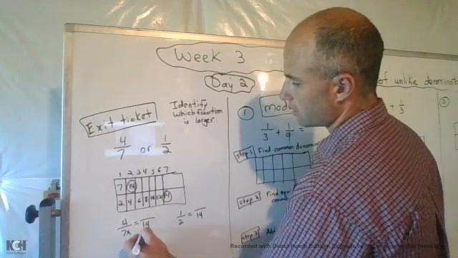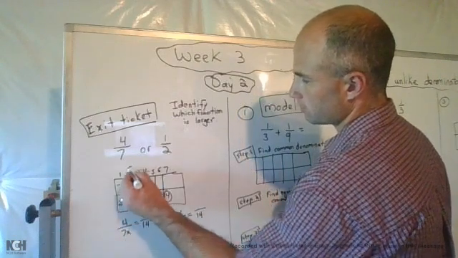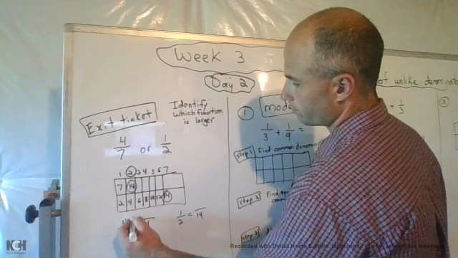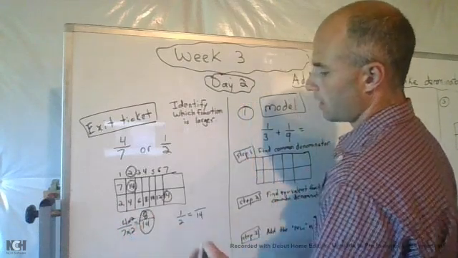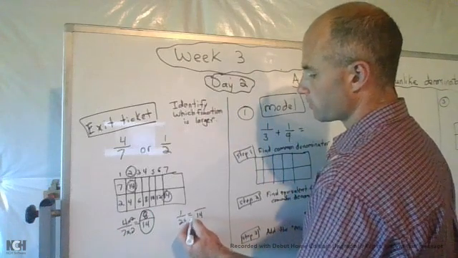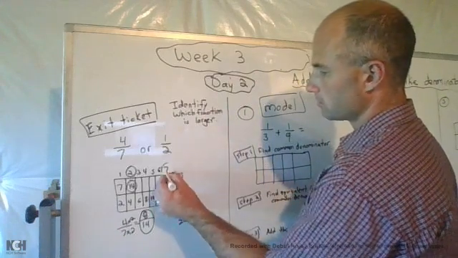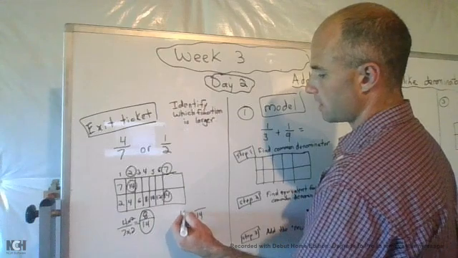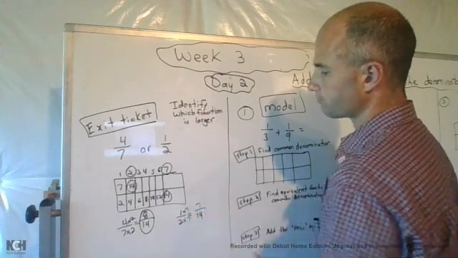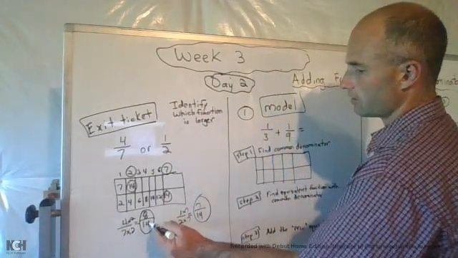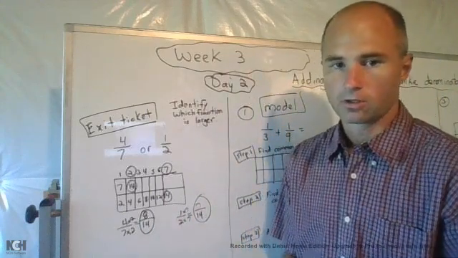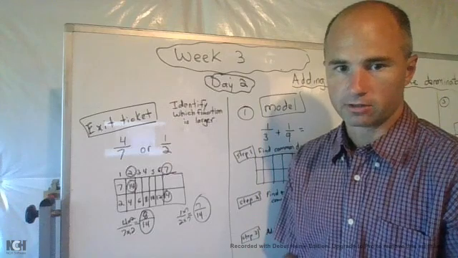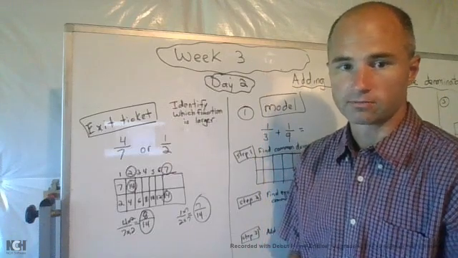7 times what number gave you 14? 2. Which 4 times 2 gives you 8. And then 2 times what number gives you 14? 7. 1 times 7 gives you 7. So then you get 7/14ths compared to 8/14ths. Which fraction is bigger? The 8/14ths.